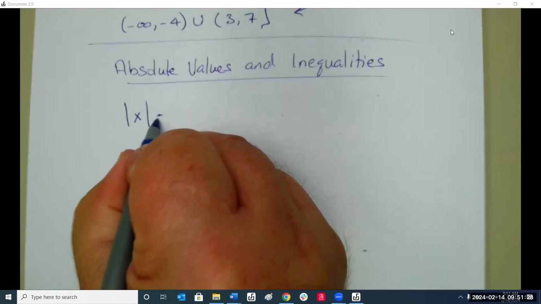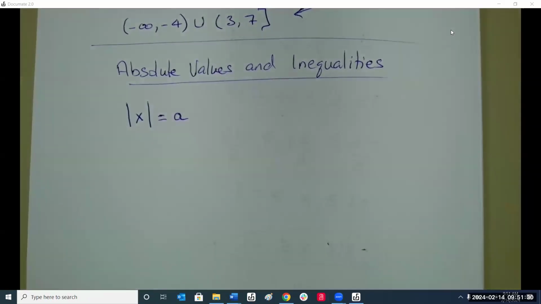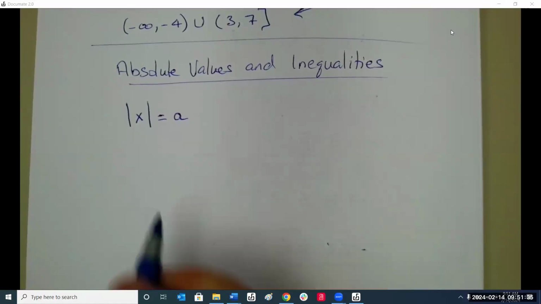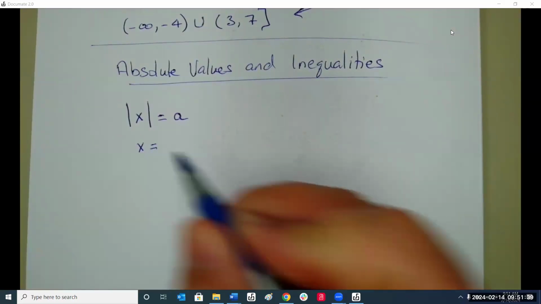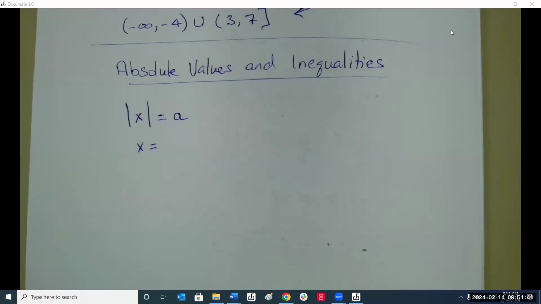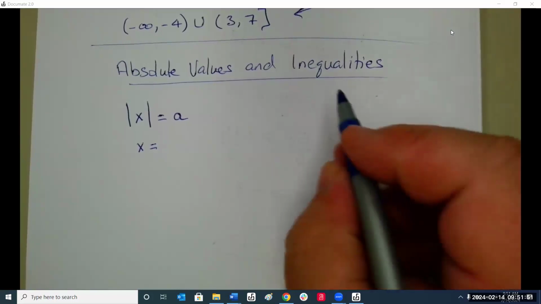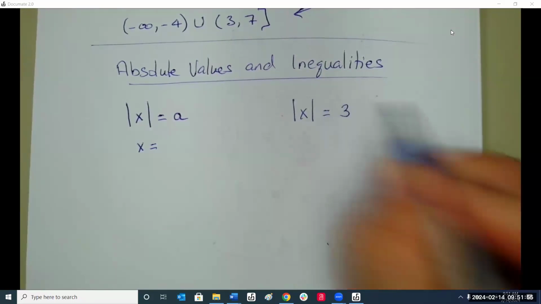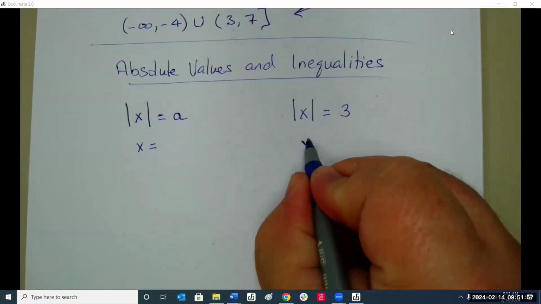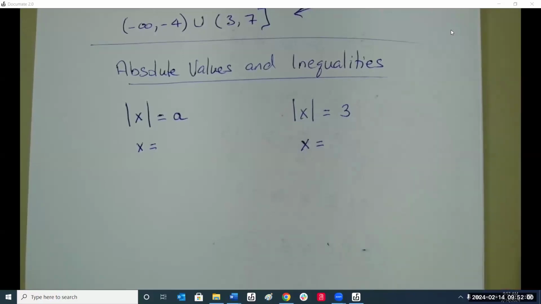So let's first look at what it means to be equal. What does the absolute value really tell us? If I drop the absolute value sign, what does A equal? In other words, if I had absolute value of X equals 3, and I drop the absolute value sign, what does that mean?